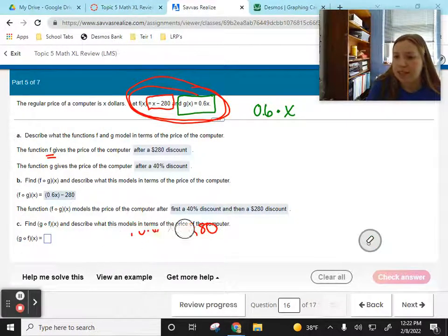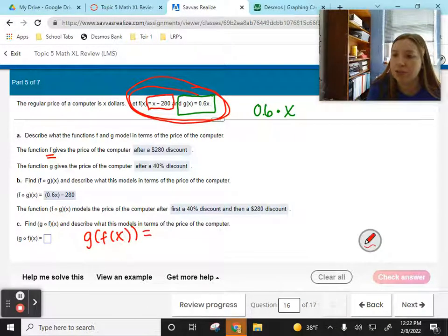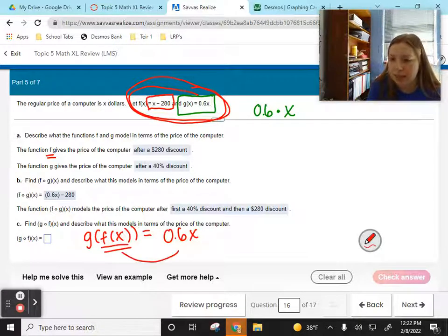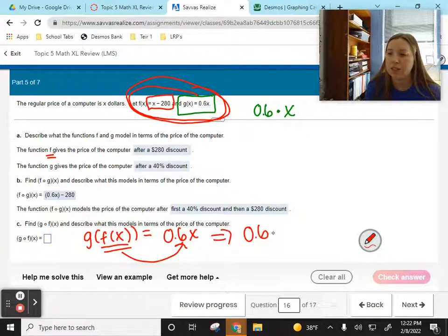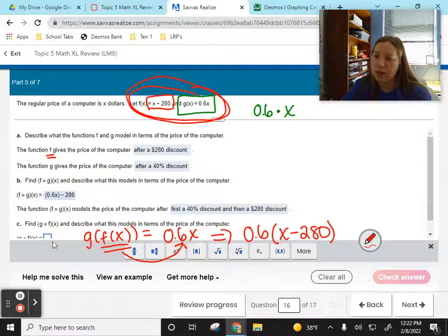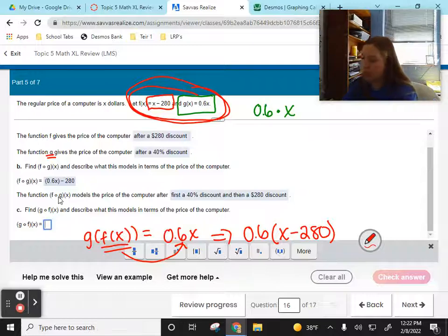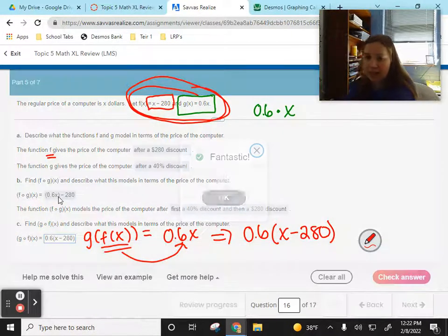Our next question is the same thing, but now it wants us to find g of f of x. So we're starting with our g of x function, 0.6x, but wherever we see an x, we're going to replace it with f of x, which means we got 0.6 times (x minus 280). Now, I'm not sure if they're going to want me to simplify this, so I'm going to just check first if I could just type this in. And I think they should let me.